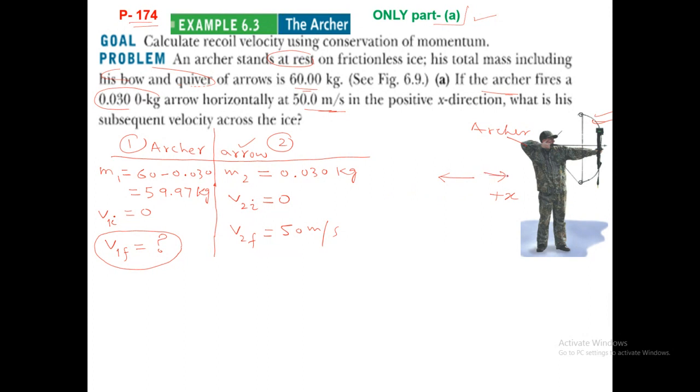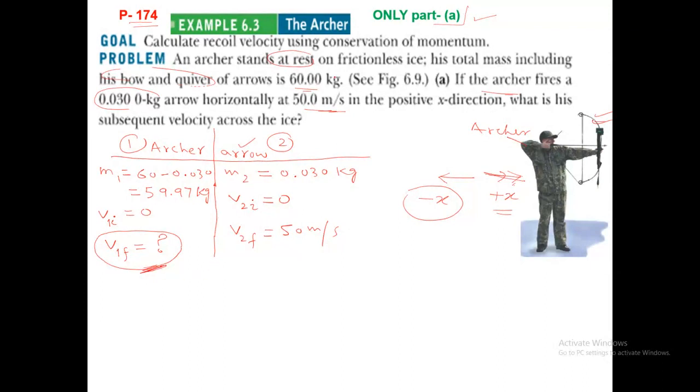Just keep in mind, please listen. The archer is firing along the positive x direction, right? The person will move a little in the backward direction along the negative x-axis. So once you get the answer, the final velocity for the first object, which is the person, the archer, you must get a negative velocity. He's firing the arrow on the right side, positive x-axis. He himself will feel a little motion, a little jerk in the negative x direction. So you will be getting this minus, keep in mind from right now.